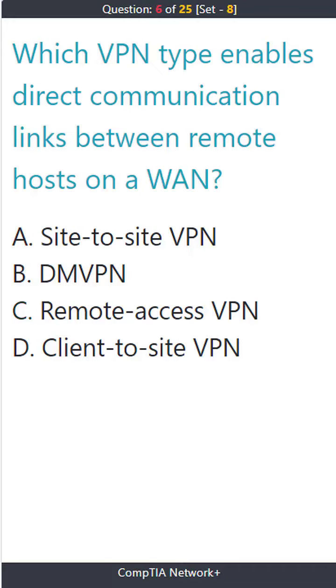Question 6. Which VPN type enables direct communication links between remote hosts on a WAN? A. Site-to-site VPN. B. DMVPN. C. Remote access VPN. D. Client-to-site VPN.